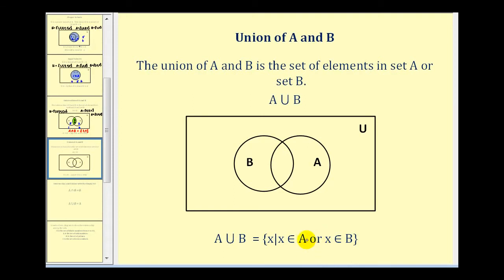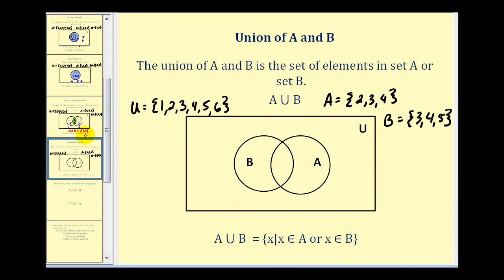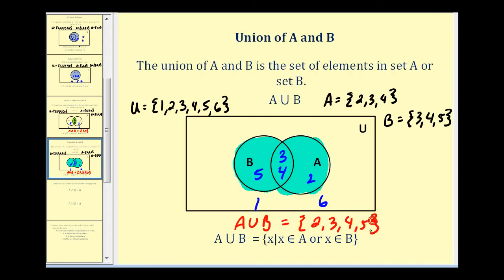Using the same sets as we did for the intersection example, it would look the same, except now the union would be all of the elements that are in A or B. So we'd be talking about this entire region here, because an element only has to be in one of them in order to be in the union. So A union B in this case would be all the elements in the universal set except 1 and 6. So we'd have 2, 3, 4, and 5.